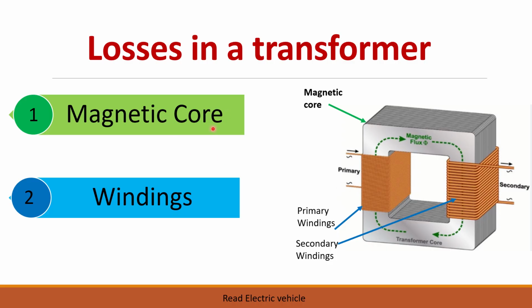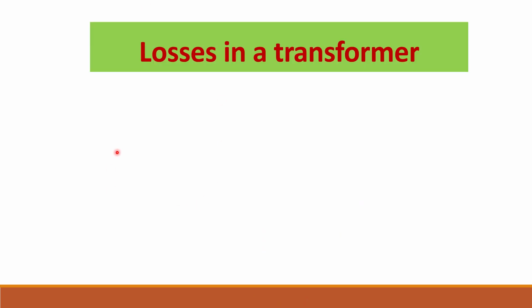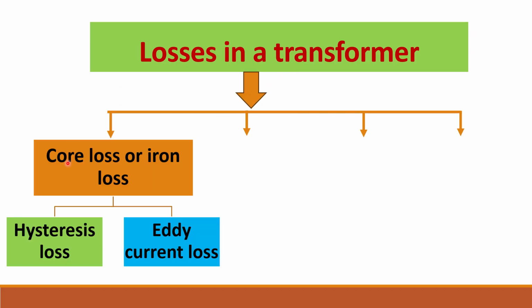So in the magnetic core, the losses that occur in a magnetic core is called the core loss or iron loss, and in the windings we will have copper loss. So we will see about the losses in detail. We will see about the different types of losses. There are four different types of losses in a transformer, namely the core loss or iron loss, which is again divided into two types, hysteresis loss and eddy current loss.